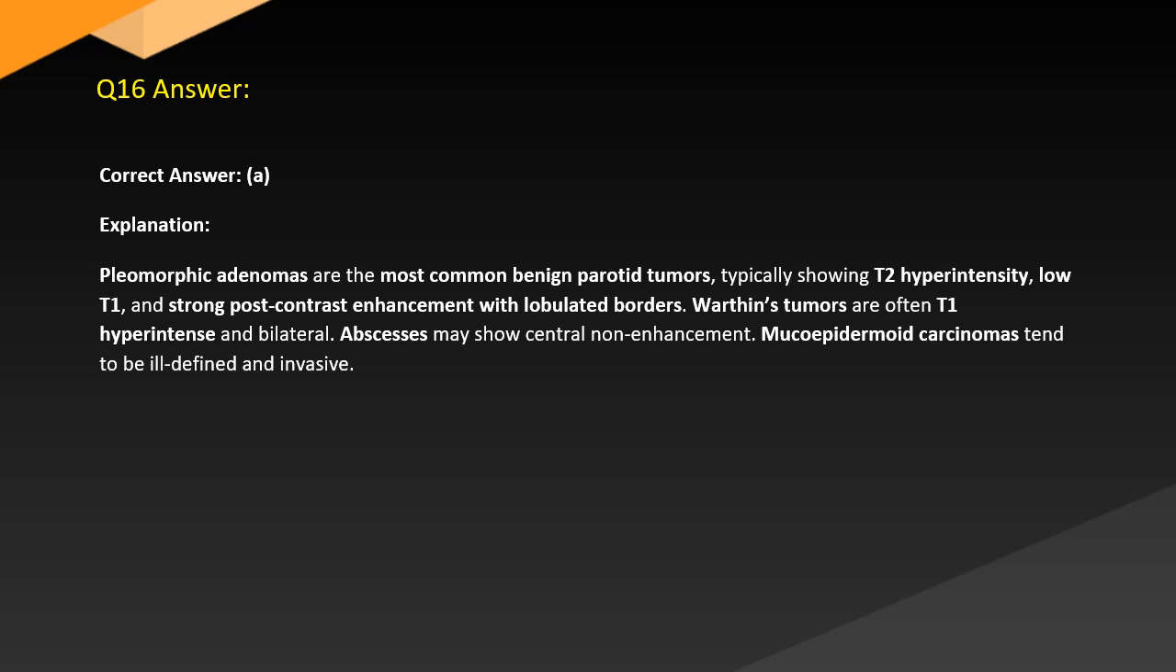Answer. Correct answer A. Explanation. Pleomorphic adenomas are the most common benign parotid tumors, typically showing T2 hyperintensity, and strong post-contrast enhancement with lobulated borders. Warthin's tumors are often T2 hypointense and bilateral. Abscesses may show central non-enhancement. Mucoepidermoid carcinomas tend to be ill-defined and invasive.